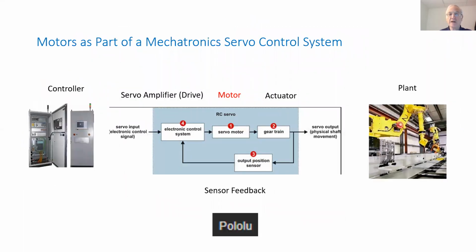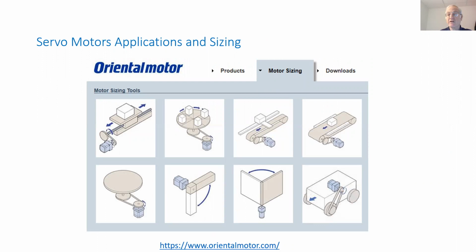The system diagram of mechatronics includes a controller which controls a plant, and the way information is being transmitted is from the controller program into the servo amplifier or the driver, which receives feedback from a sensor and sends a command to the servo motor. Then the servo motor runs the actuator or the gear train, which in turn drives the plant.